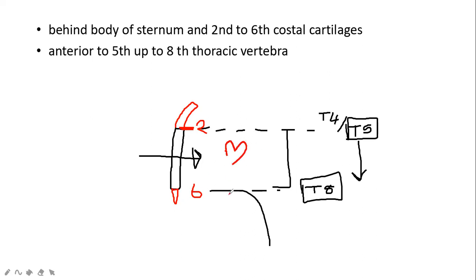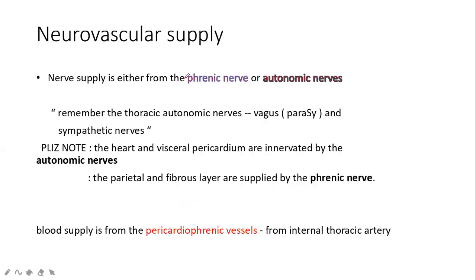So that is the pericardium. We said it's behind the sternum and the 2nd to the 6th costal cartilages. So 2nd up to 6th costal cartilages. Then it's also anterior to the 5th up to the 8th thoracic vertebra. You don't have to memorize that.